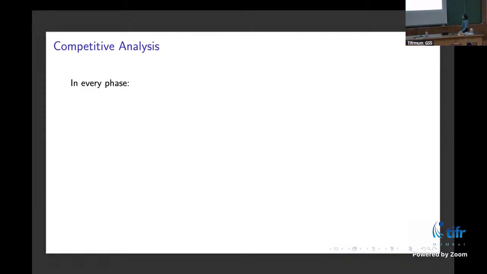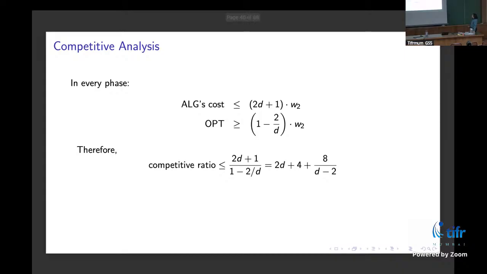So now with this, the competitive analysis is relatively simple. In every phase, the algorithm pays at most 2D plus 1 times W2. The optimum pays at least 1 minus 2 over D times W2. Therefore, the competitive ratio is at most 2D plus 1 over 1 minus 2 over D. I hope I have done the math right over here. If you try to optimize over D, you will get that this is 18 competitive for D equal to 4. This apparently is the best choice of D under this setup.